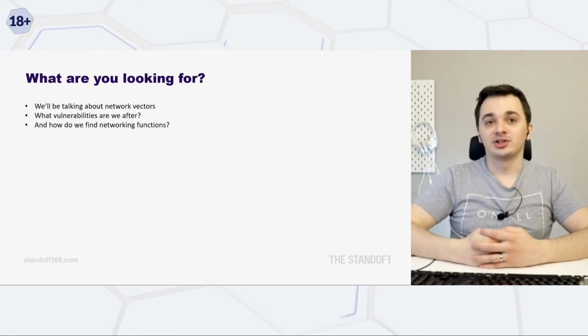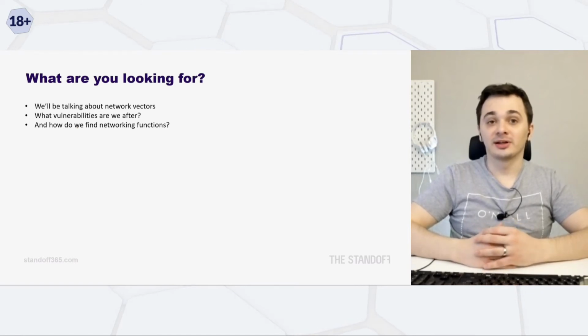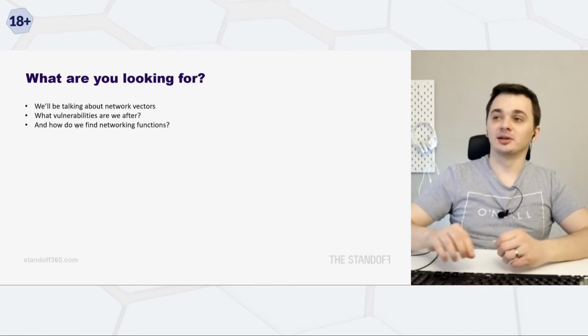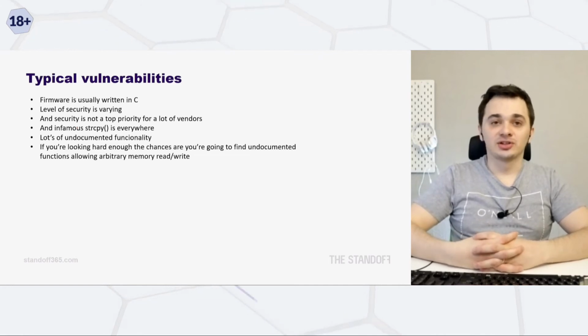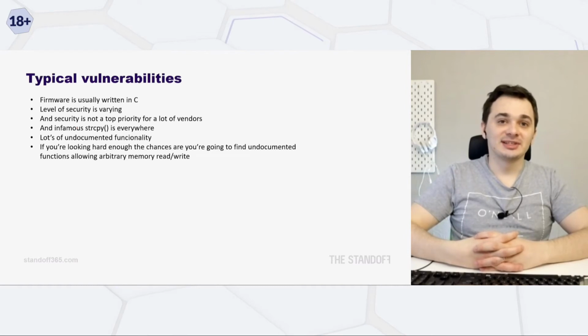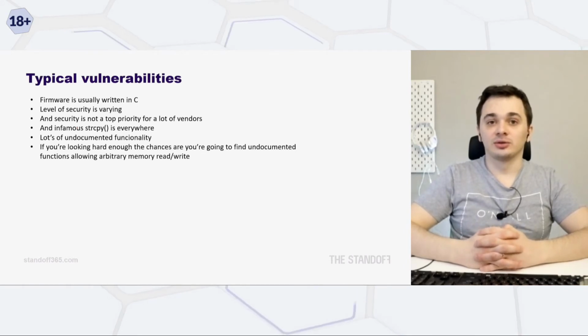So we'll discuss the kind of vulnerabilities we'll be looking for, typical and not so typical ones. And we shall also touch on how you can actually find networking functions if that is not exactly obvious from the very beginning. Most firmware is usually written in C language. And I guess most real-time operating systems are written in C, although there may be inclusions in other languages.